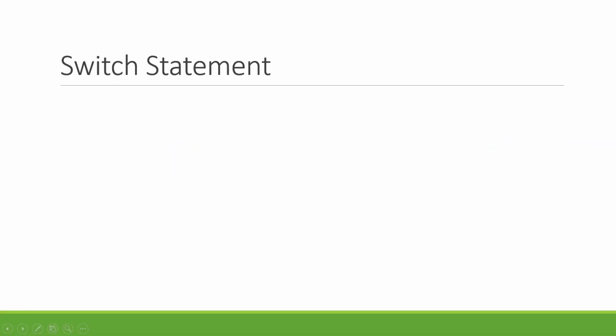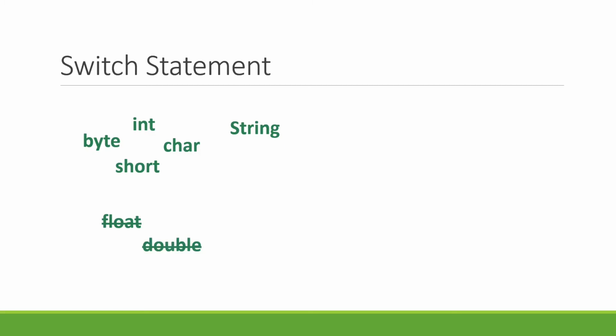Now Java has an additional multi-select structure called a switch statement. The switch statement can be more efficient than a multi-sided if statement in certain circumstances. First, the switch only works with the int or anything that can be implicitly cast into an int, so that would be byte, short, or char. And it also works with strings. A switch statement won't work with floating point values, and you should understand why once you see how it works.